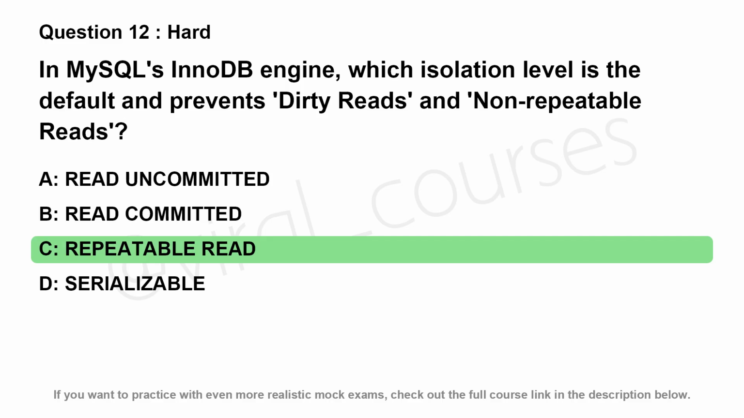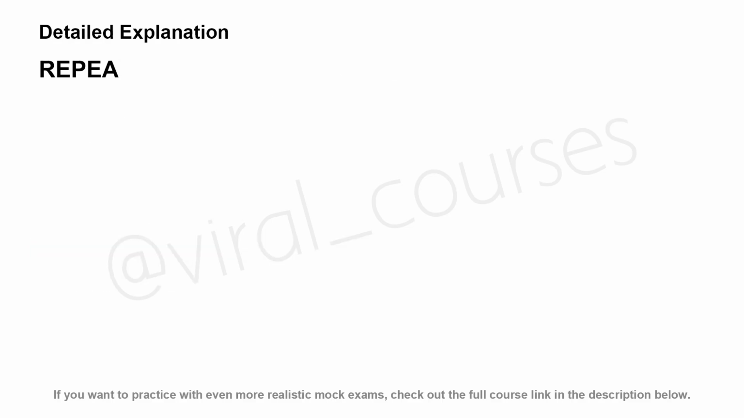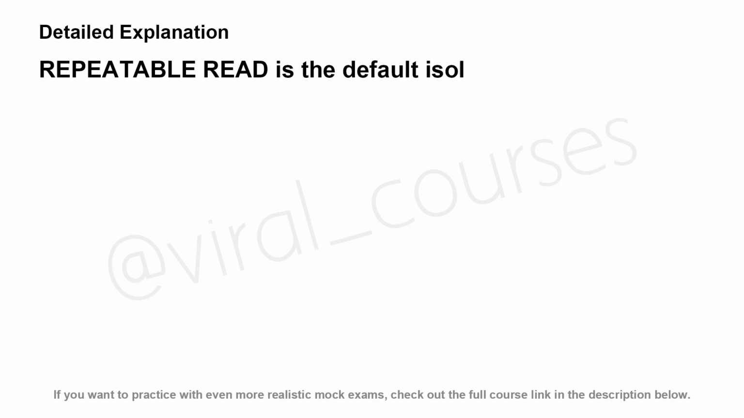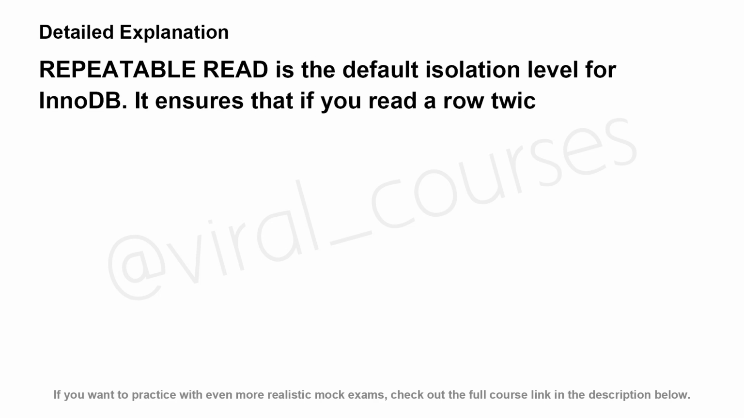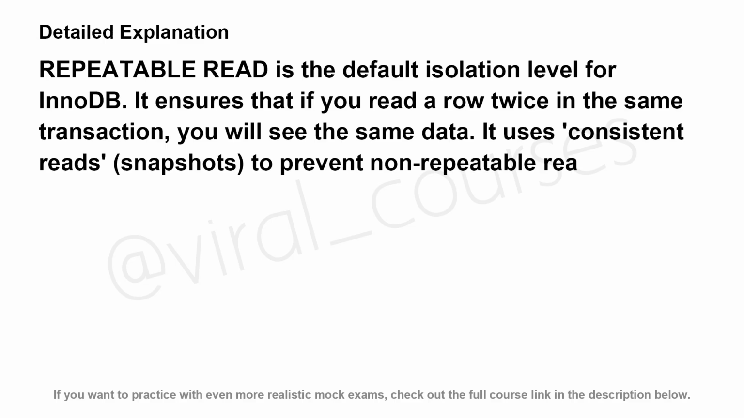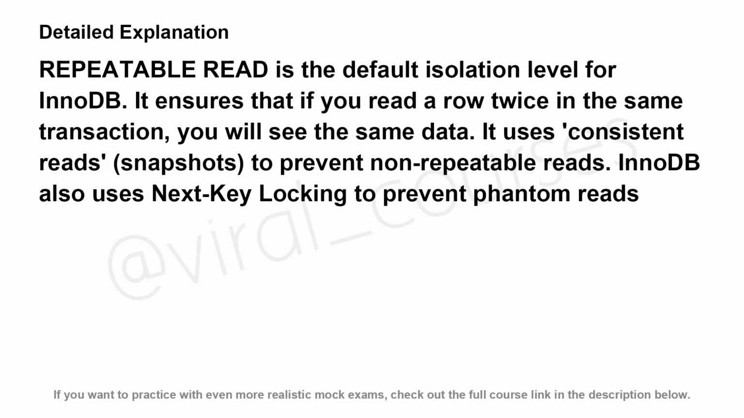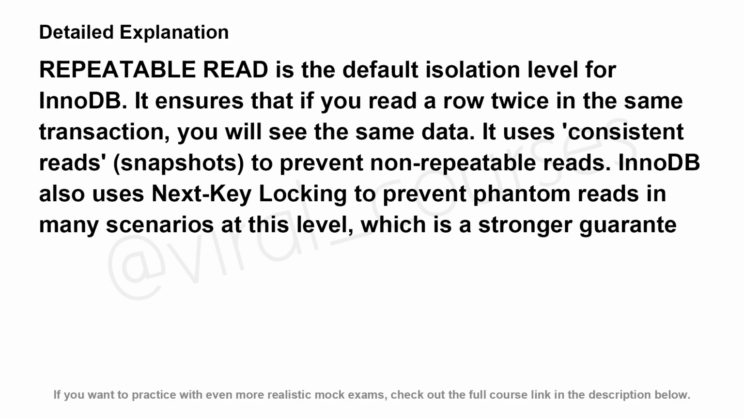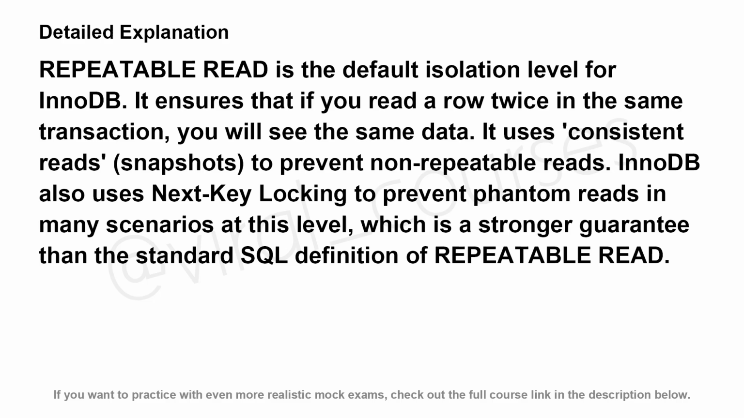The correct answer is C. REPEATABLE READ is the default isolation level for InnoDB. It ensures that if you read a row twice in the same transaction, you will see the same data. It uses consistent reads (snapshots) to prevent non-repeatable reads. InnoDB also uses next-key locking to prevent phantom reads in many scenarios at this level, which is a stronger guarantee than the standard SQL definition of repeatable read.